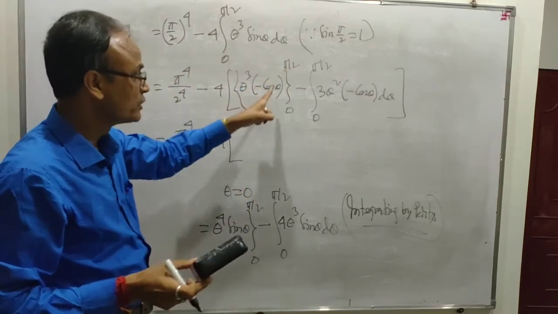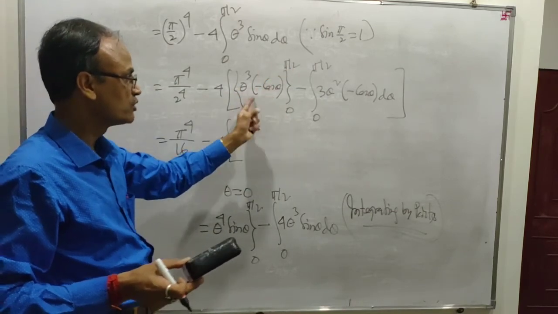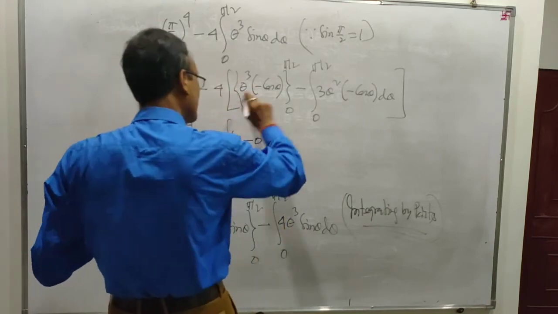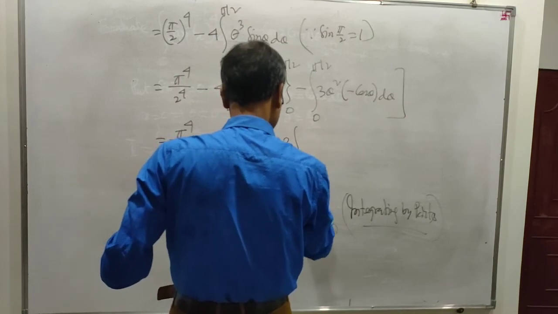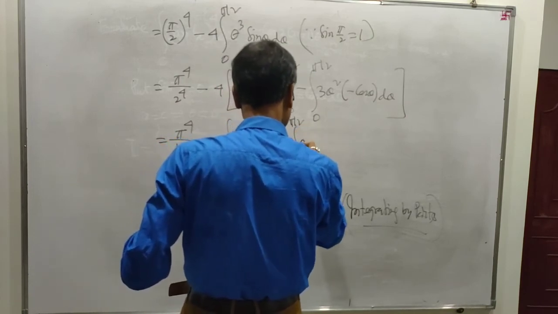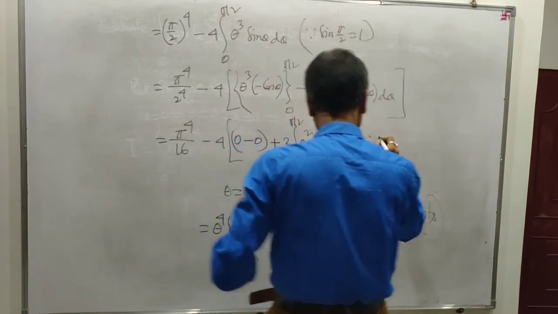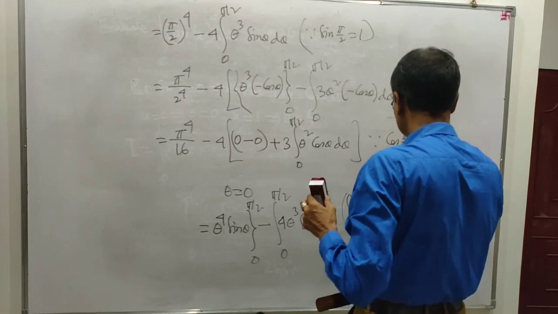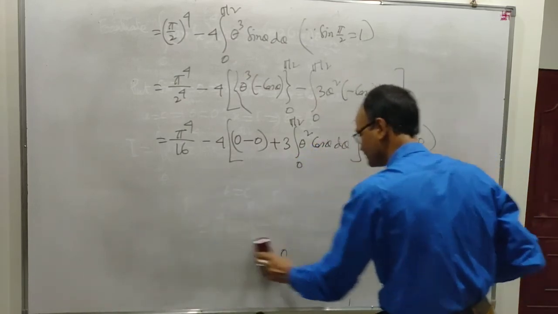Cos pi by 2 equal to 0. If you put theta is equal to 0, it will be 0. No contribution from this, it will be equal to 0 minus 0. Minus minus plus, 3 times integration 0 to pi by 2 theta square cos theta d theta, since cos pi by 2 is equal to 0.